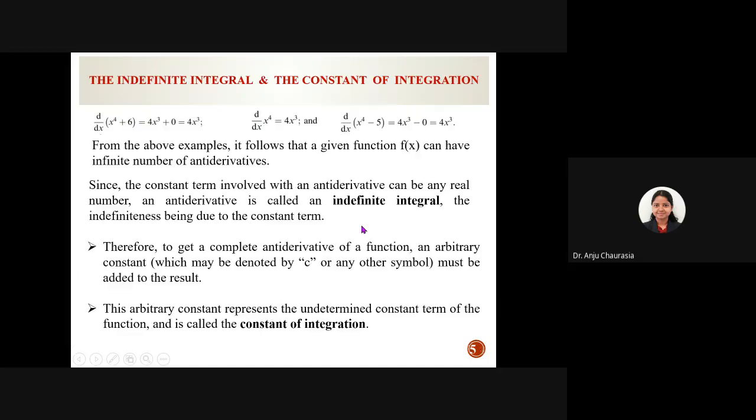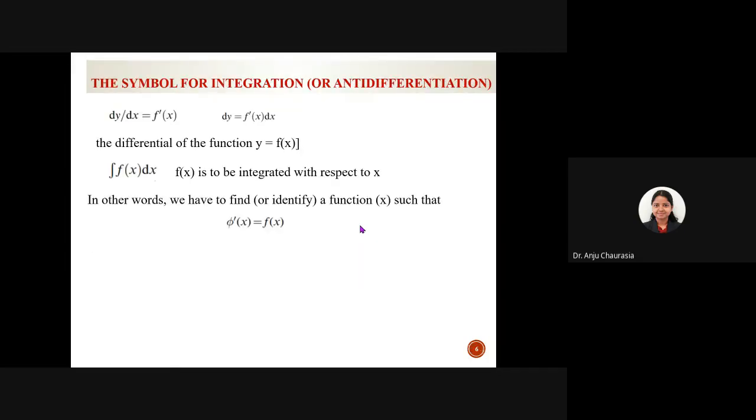Again I am repeating because there was a gap. So dy by dx we were writing as f dash x, and here how are we going to write the integration of that? What is the meaning of this symbol? The function fx is y here. The function is to be integrated, हमें integrate करना है function को with respect to x, that is the independent variable. Or we can say we have to find a function such that, किसी भी एक function को differentiate करना है and then we can find the antiderivative.